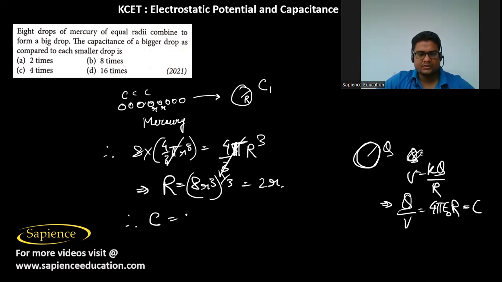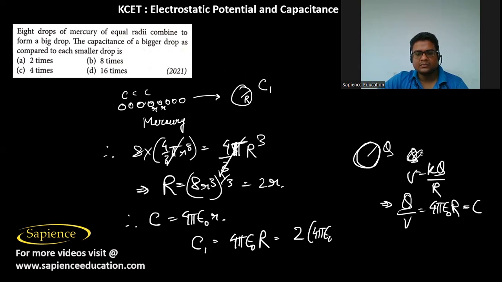So here the capacitance of each small drop will be 4 pi epsilon naught into r, and the C1, that is the capacitance of the big drop, that will be equal to 4 pi epsilon naught into capital R. Now capital R is equal to 2r, so that will be equal to 2 into 4 pi epsilon naught into small r. So it means that the capacitance of the bigger drop is 2 times of the capacitance of each smaller drop. So option A is the correct answer, that it is 2 times.